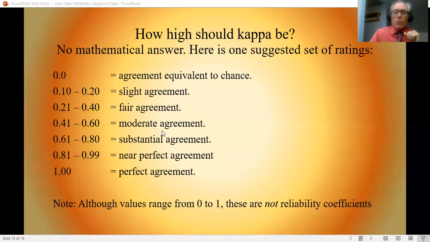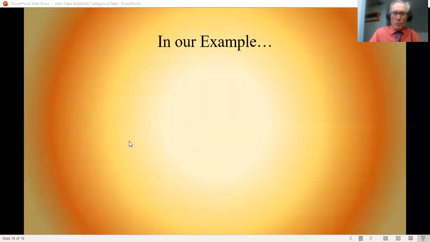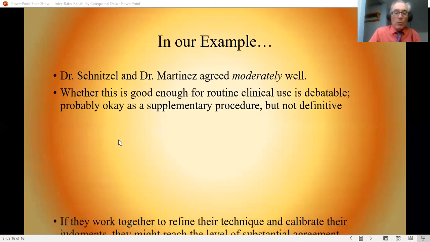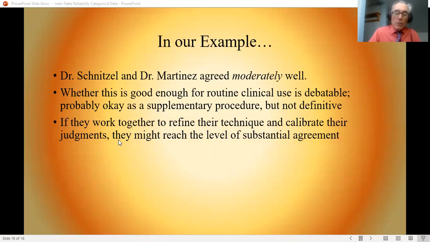Generally speaking, for example, if you look at the field trials for a new edition of the American Psychiatric Association's Diagnostic and Statistical Manual of Mental Diseases, they look for kappa values above 0.6. They want to see it in the substantial agreement range, and they really hope to get towards the upper end of that range. So Dr. Schnitzel and Dr. Martinez agreed moderately well, although it's debatable whether what they're doing is really ready for prime time, or ready to be used as a major part, a mainstay of the clinical assessment process. Though, it may not be a bad thing to throw in there as a supplementary procedure. And it could be that if they work together for a bit on this and get the rating scales more properly calibrated, they might well reach the level of substantial agreement.